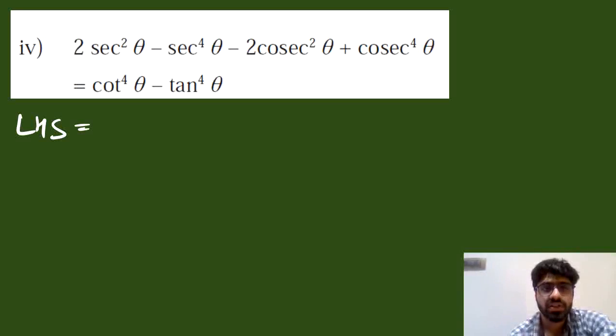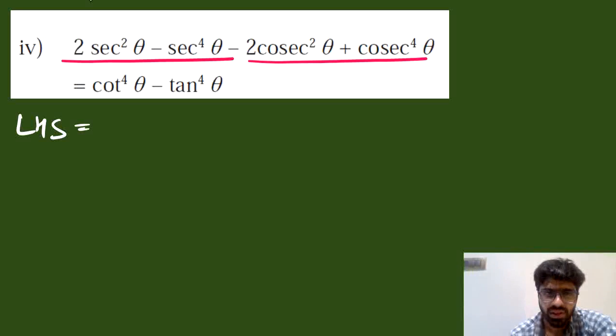On the left hand side it is 2 times sec square theta minus sec power 4 theta minus 2 times cosec square theta plus cosec power 4 theta, and that should be equal to cot power 4 theta minus tan power 4 theta. Okay, I'm not very sure about how I would go ahead in this, but fine. I'm seeing a sec square theta common with the two terms here and a cosec square theta common with the two terms there. So I am taking out a sec square theta from here.